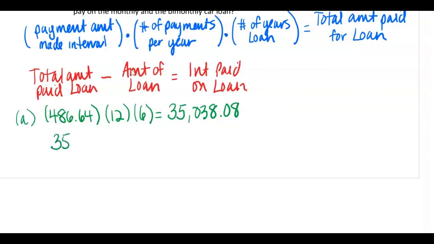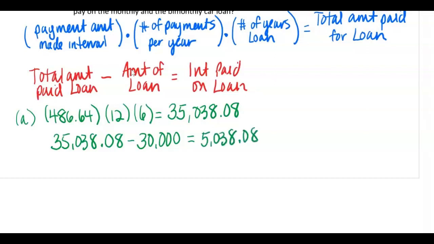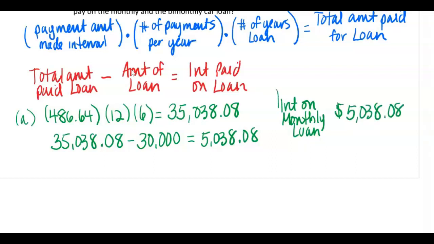So $35,038 was paid for the entire loan, minus the actual cost of the loan, which is $30,000. The difference would be the interest paid, which in this case was $5,038.08. So the interest on the monthly loan was $5,038.08.